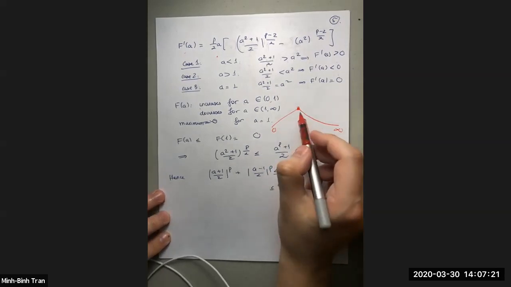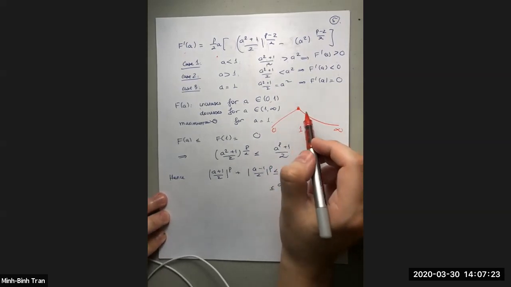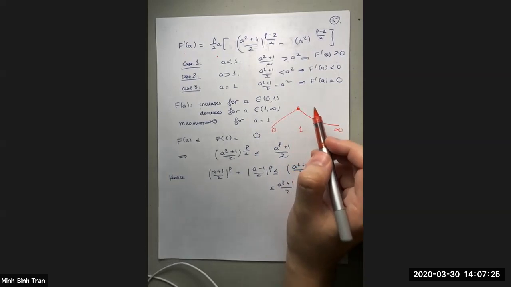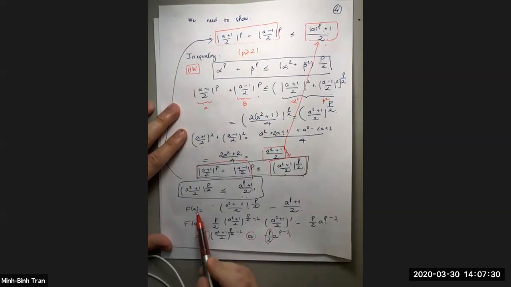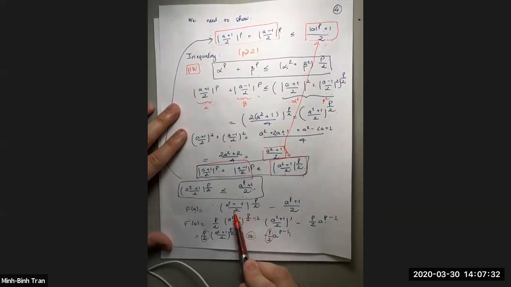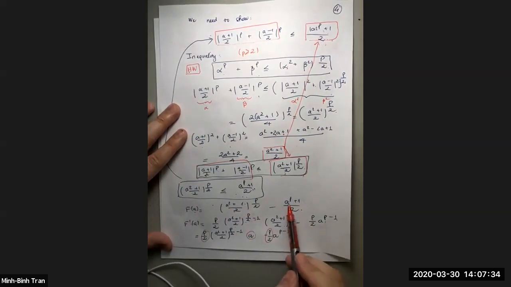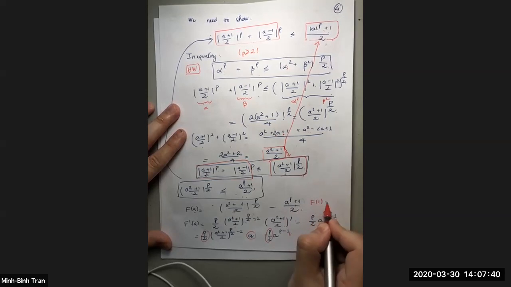So what is the value of the function at the point a equal to 1? You replace it here, and so what is f_1? f_1 will be (1² + 1)/2 to the power p/2, so this is 1, minus 1 to the p plus 1 over 2, this is also 1. So f_1 will be 0, right? So f_1 will be 0.